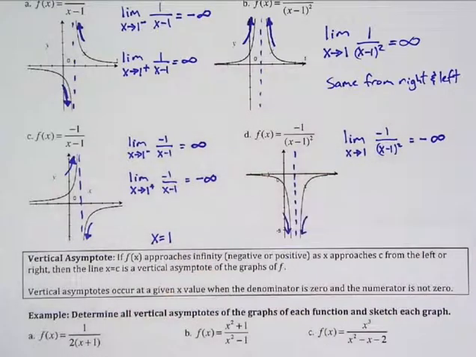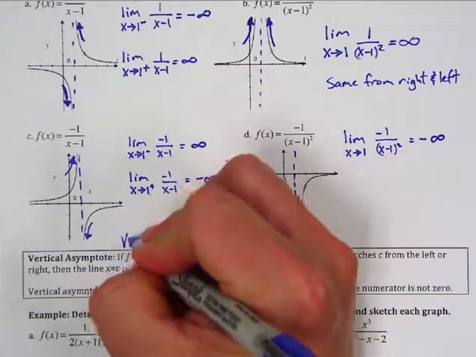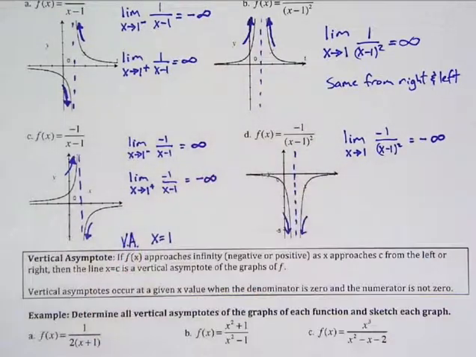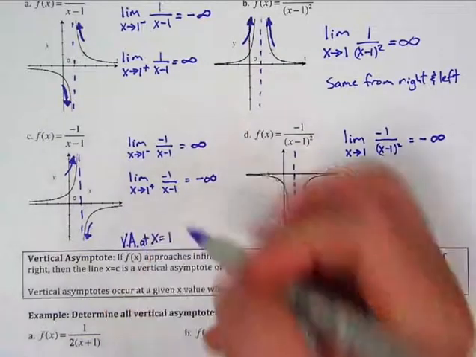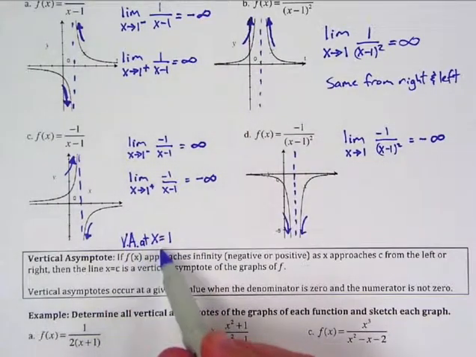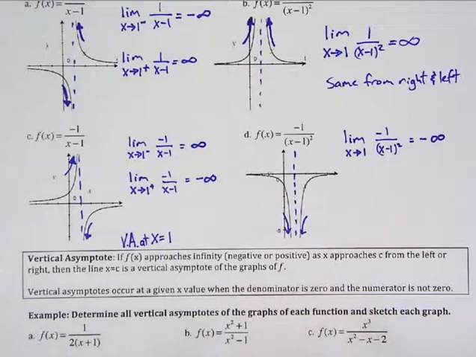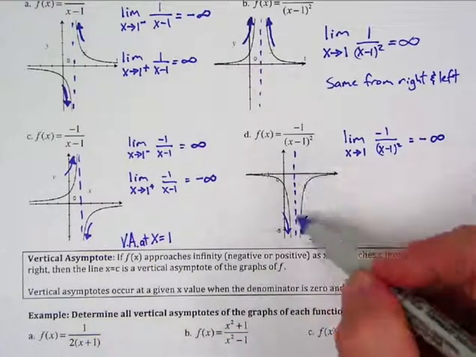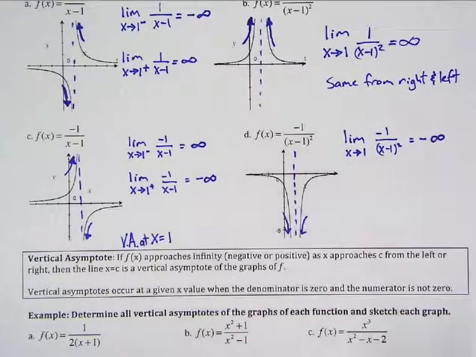We're going to abbreviate vertical asymptotes using V.A. We write vertical asymptotes at x equals 1, and it's where the limits approach infinity or negative infinity. Now, analytically, vertical asymptotes occur at a given x value when the denominator is 0 and the numerator is not 0.